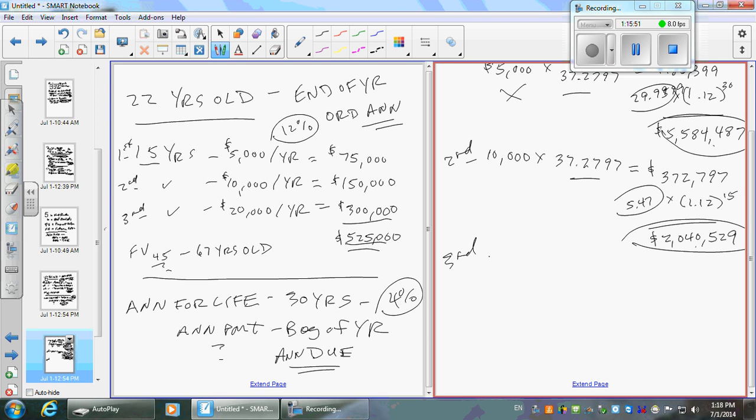Same deal. Only this time it's 20,000. This isn't going to be worth much, is it? Times 37. And of course, if I give you different numbers of periods of time and different interest rates, you have to look them up. But it's the same process. How much is that going to grow to?